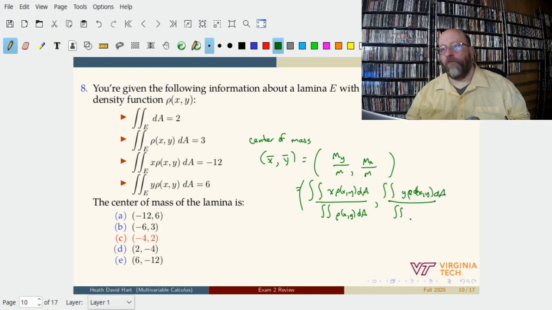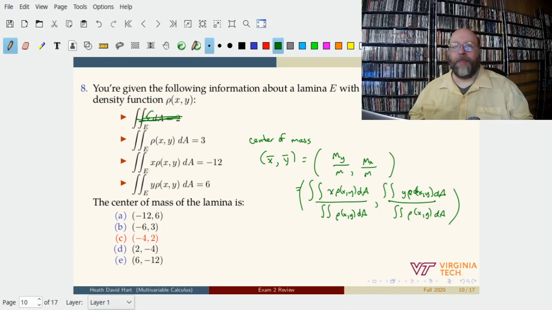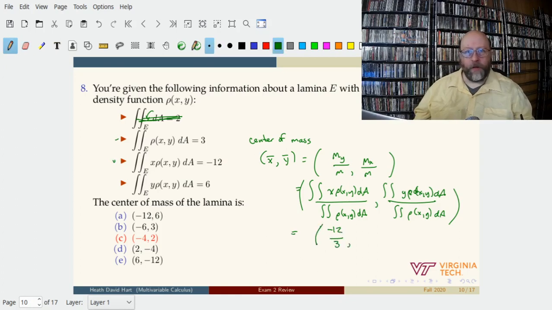over m, which is just the integral of the density function. So this doesn't have a density function in it at all. This was not going to be helpful for the region. This tells us the area of the region, but it doesn't tell us anything about the mass of the region. What we're going to need is, for the x coordinate, this value divided by this value. And for the y coordinate, we're going to need this value divided by this value, 6 over 3. And so that's going to be choice C.